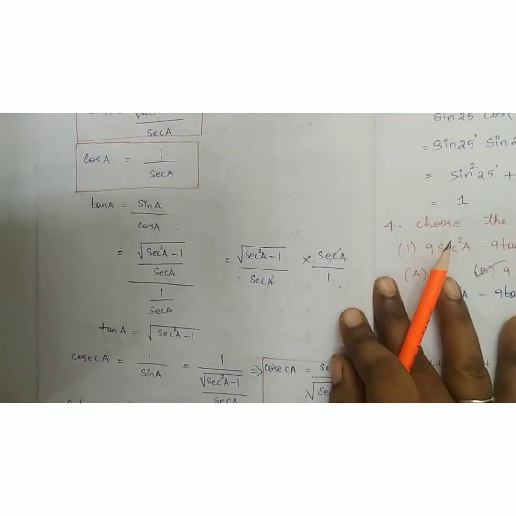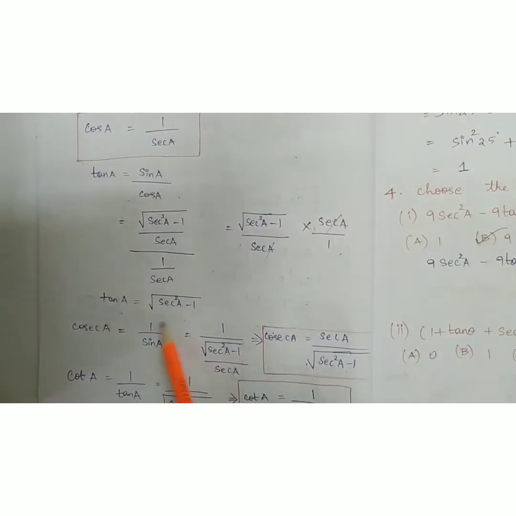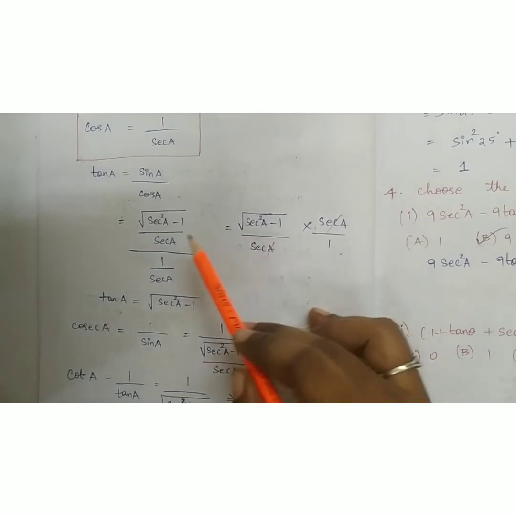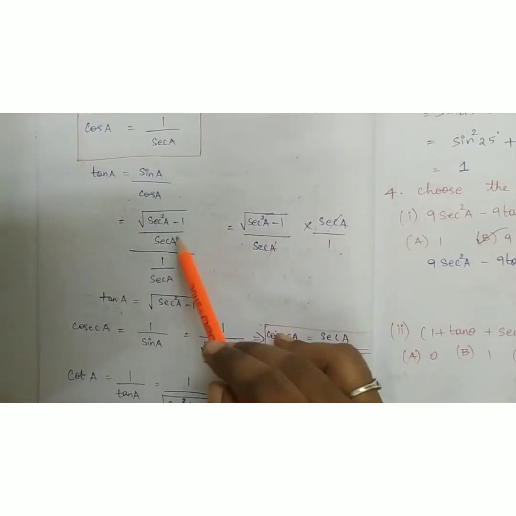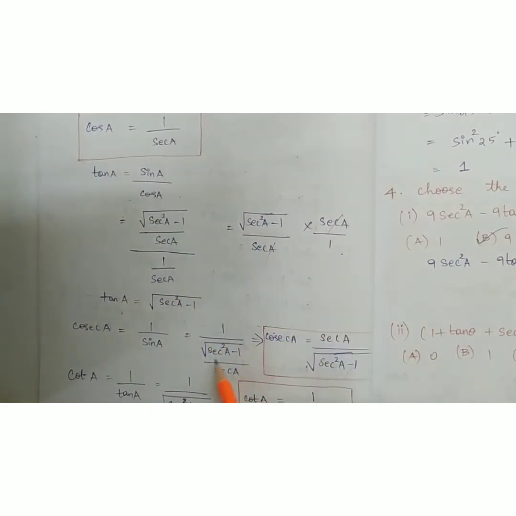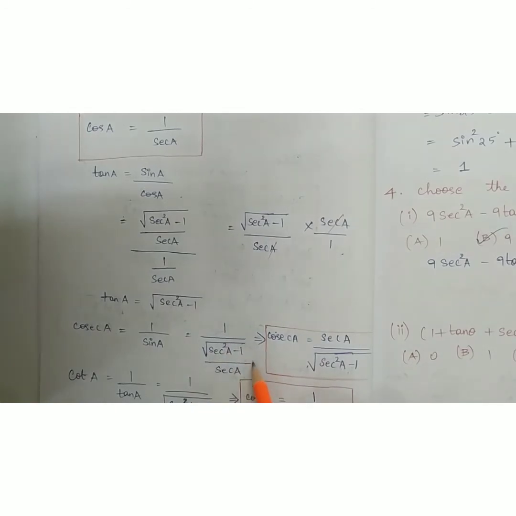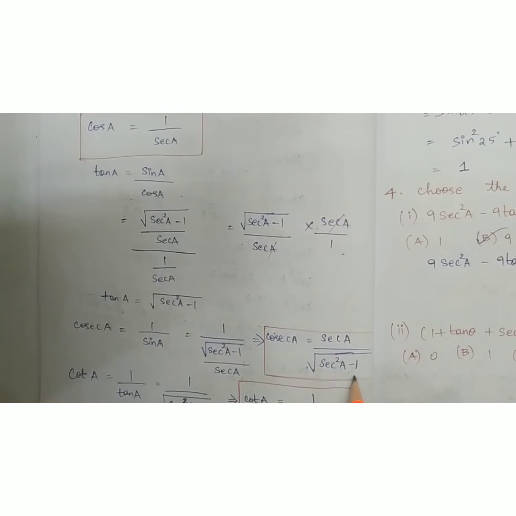Next, cosecant A. Cosecant A is the reciprocal of sin. So what is the sin value? Sin value is root of secant square A minus 1 by secant A. So here it is 1 by root of secant square A minus 1 by secant A. This secant A will go to the numerator. So secant A by root of secant square A minus 1.